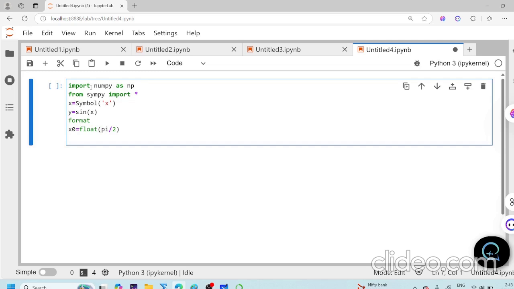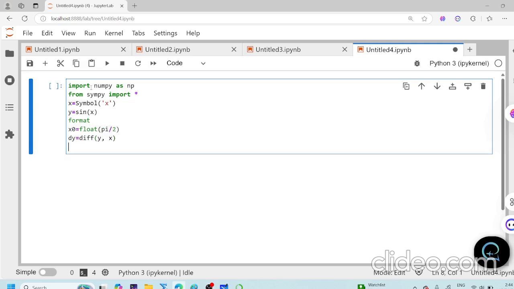So we have defined x naught also. So the next is finding the derivatives. So let me find the derivatives. dy, that is derivative of y with respect to x. So I'm asking Python to differentiate y with respect to x. So dy equal to diff of y comma x. Differentiate y with respect to x.